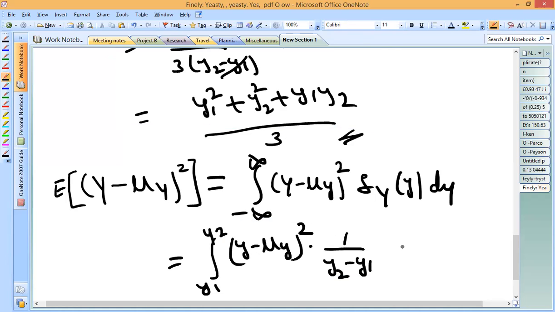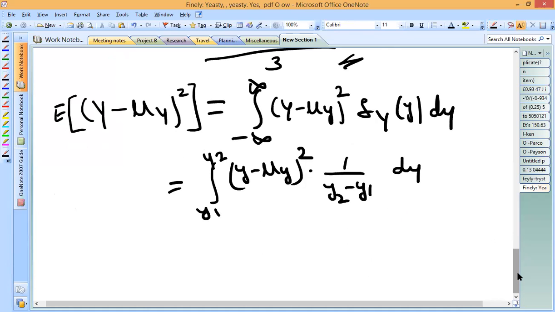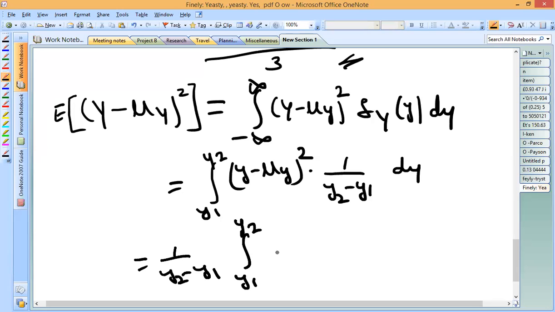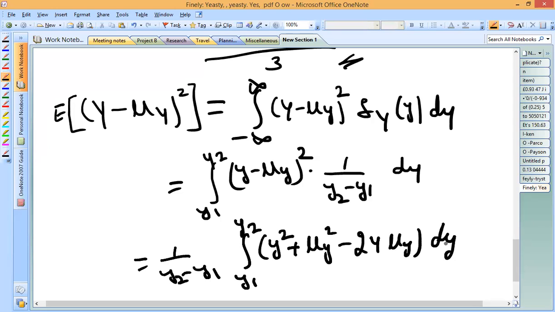into dy. With respect to y, we need to integrate. So now what we do? We'll take 1 by y2 minus y1 outside and then integrate y minus mu y whole square with respect to y. Before that, I will just expand that using the formula a minus b whole square. A minus b whole square formula is a square plus b square minus 2ab. Using that, you can rewrite this equation as y square plus mu y square minus 2y into mu y, which has to be integrated with respect to y.